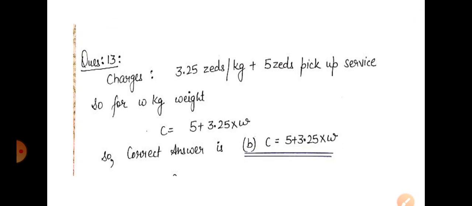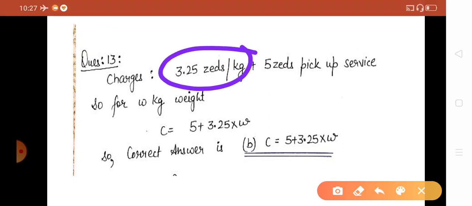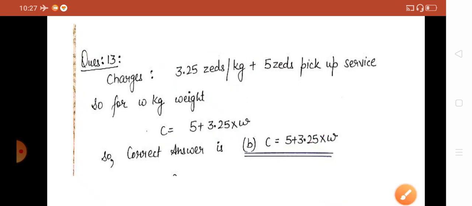So the charge is equal to 3.25 Zs per kg plus 5 Zs pickup service. So 3.25 Zs for 1 kg, so for W kg it will become 3.25 multiplied by W. So the total courier cost is 5 plus 3.25 into W. So the correct option is option B, C is equal to 5 plus 3.25 multiplied by W. So for the 13th question, the correct option is option B.